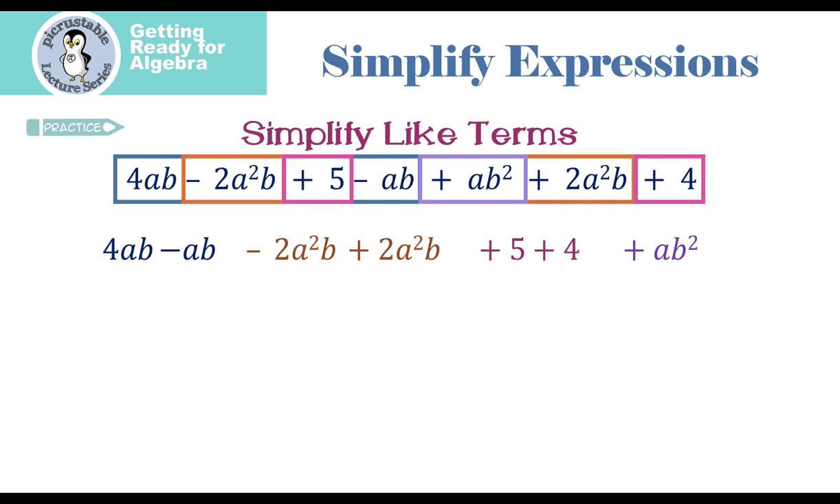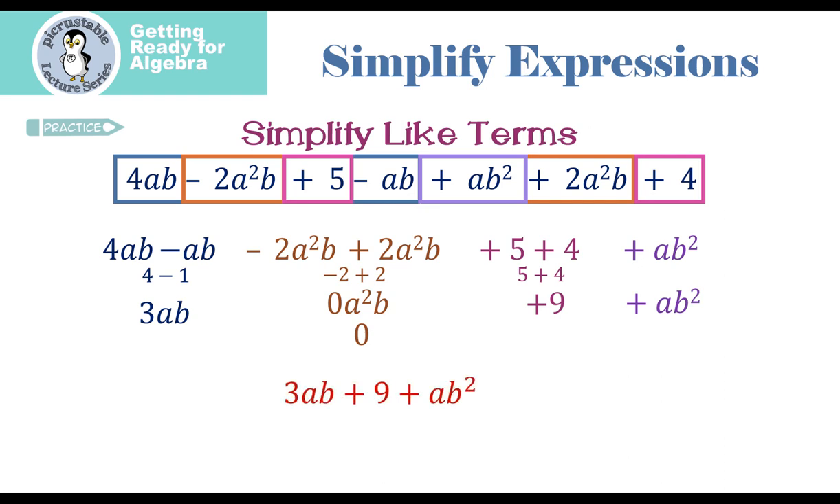Now, let's add or subtract the coefficients. So 4ab minus ab. That means 4 minus 1. That's going to give us 3ab. Negative 2 plus 2 is actually 0. So we're going to have 0a squared b. That's just 0. 5 plus 4 is 9. And then just plus ab squared. So we have 3ab plus 9 plus ab squared.